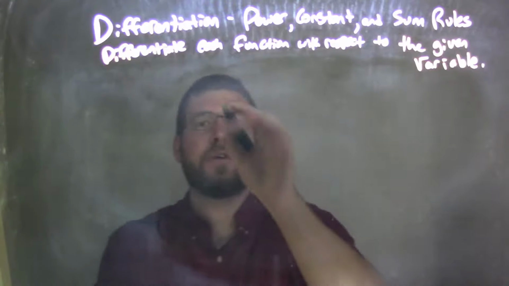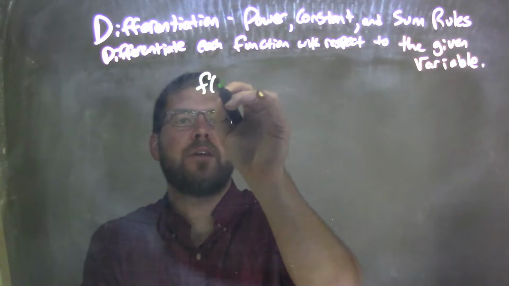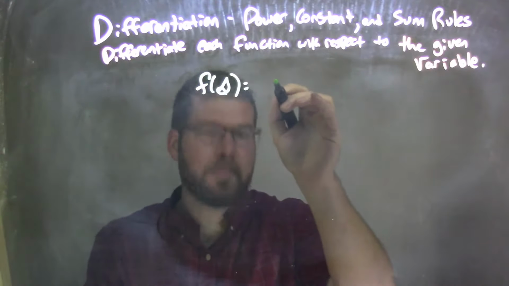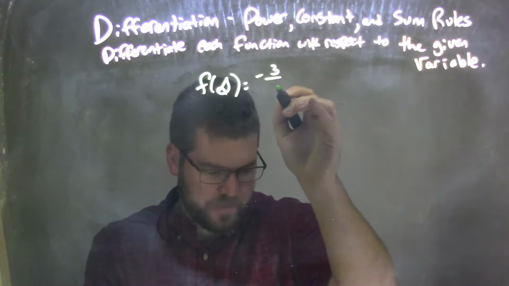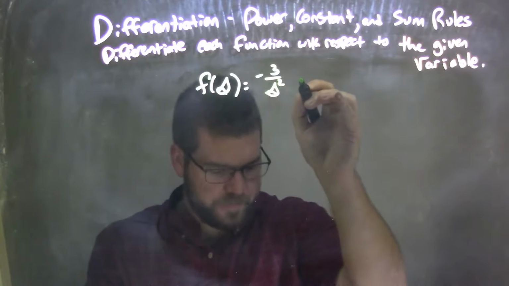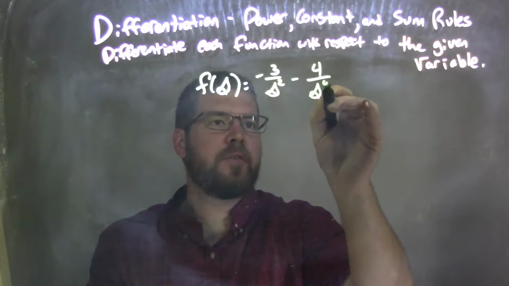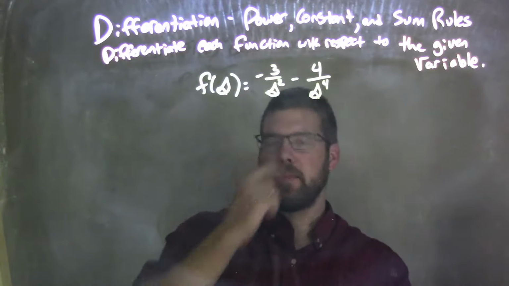So if I was given this function, f of s, and I'm going to make my s's like this, because my other s's look like 5s. Negative 3 over s squared minus 4 over s to the fourth. And don't make fun of my s's, okay?